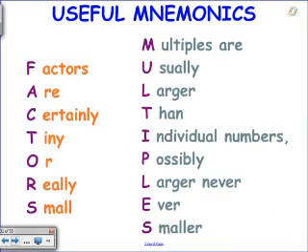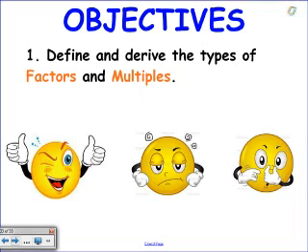Okay? So factors are tiny or really small. Multiples are usually larger than individual numbers, possibly larger but never ever smaller. The best way to remember it is factors go into things, multiples multiply. So that's objective number 1.